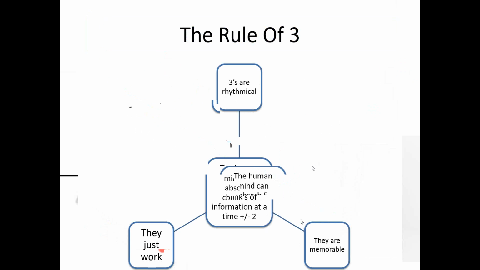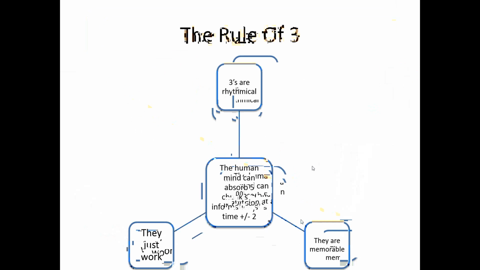Behavioural psychologists and research have shown the human mind can absorb 5 chunks of information at any one time, plus or minus 2. So some of us have no trouble taking on bites of 7. A lot of us, 3 is our limit. So use 3 points in your core message. Use 3 points that bring us to your core message. So this is the rule of 3. It's rhythmical, it's memorable, and it just works.